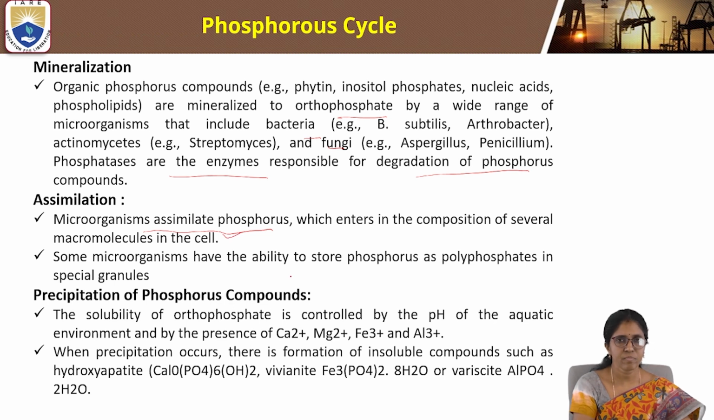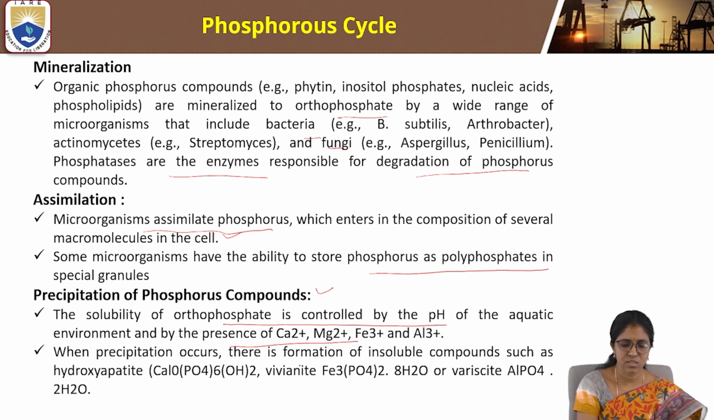macromolecules in the cell. Some microorganisms have the ability to store phosphorus as polyphosphates in special granules. Next, precipitation of phosphorus compounds. The solubility of orthophosphate is controlled by the pH of the aquatic environment and by the presence of calcium plus 2, magnesium plus 2, Fe plus 3 and aluminum plus 3. When precipitation occurs, there is a formation of insoluble compounds such as hydroxyapatite, vivianite and variscite.